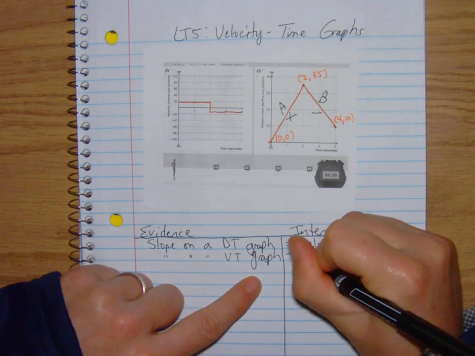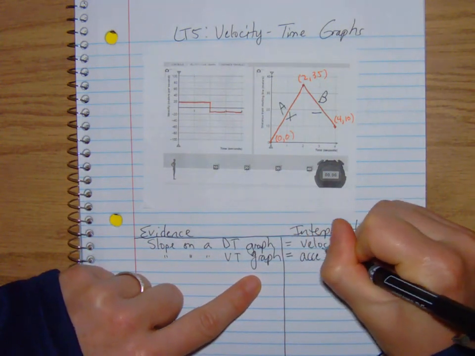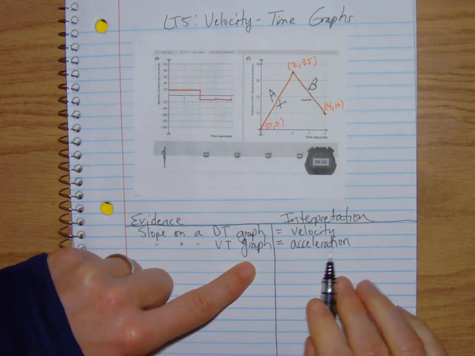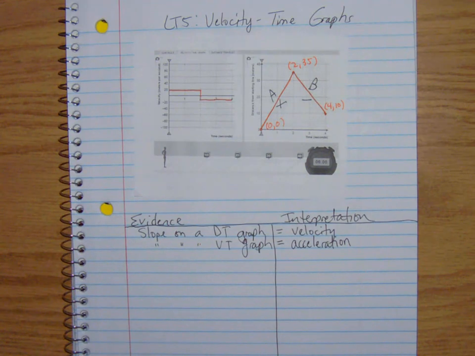So the slope on a distance time graph tells us the velocity. The slope on a velocity time graph ends up telling us the acceleration. And I'll explain that more here in a second. For right now, just write it down, and then hopefully it'll make sense here in a minute.